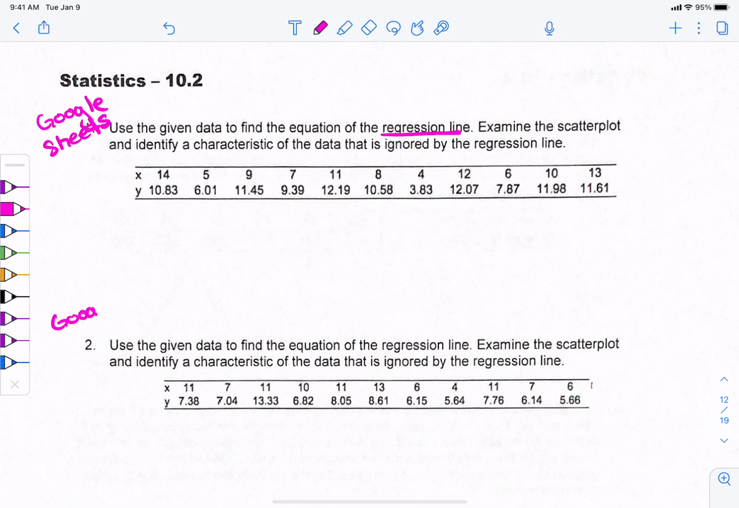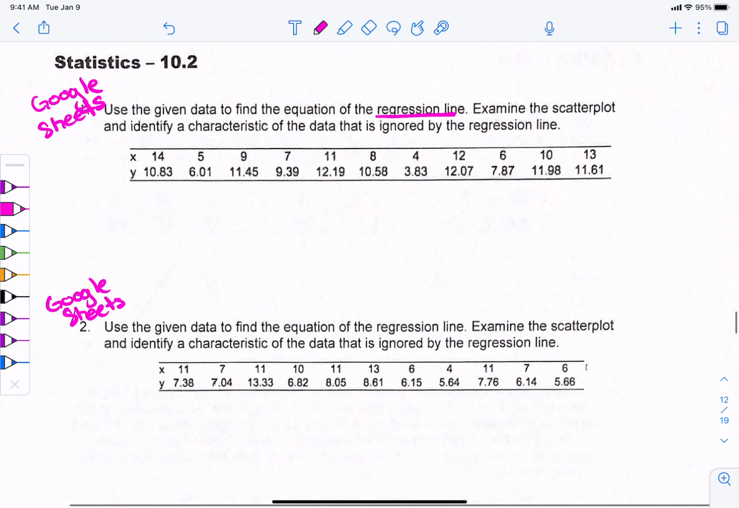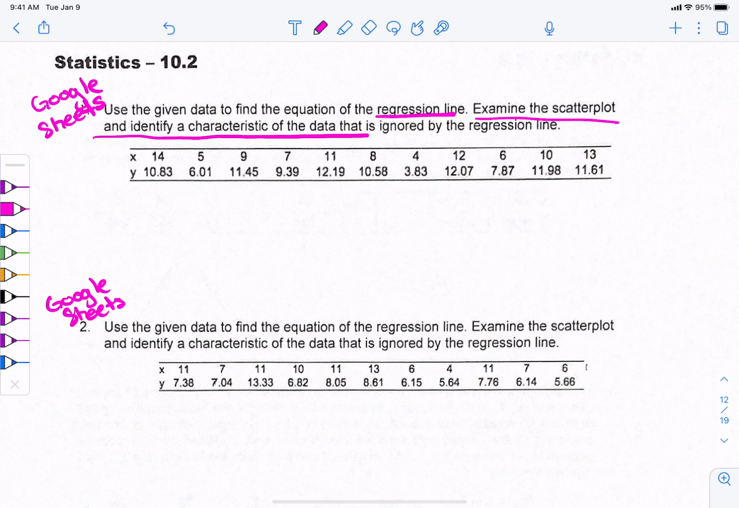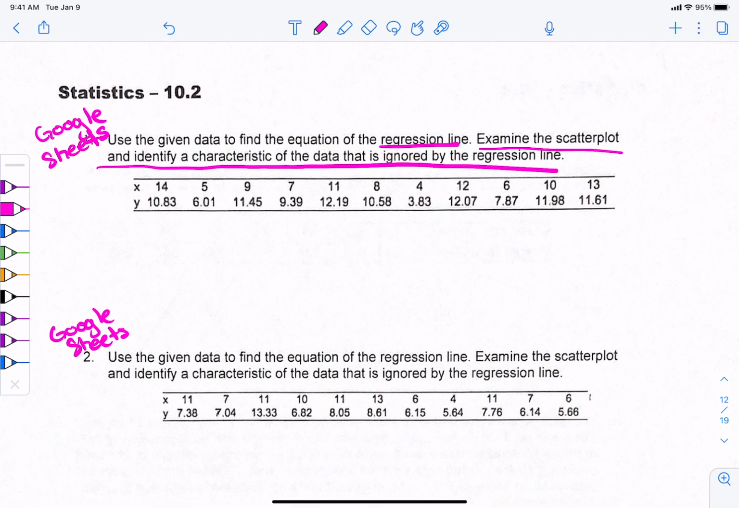All right, so go onto Google Sheets, or if you have a graphing calculator, I can show you how to do that. Find the equation of your regression line, and then see what I'm probably guessing when they say examine the scatter plot and identify characteristics that are ignored by the regression line. It's probably not taking into consideration maybe an outlier that lives in your data, so kind of take a look at that and see if that's what they are addressing there, okay? All right, good? All right, there you go. I'm going to stop the video.